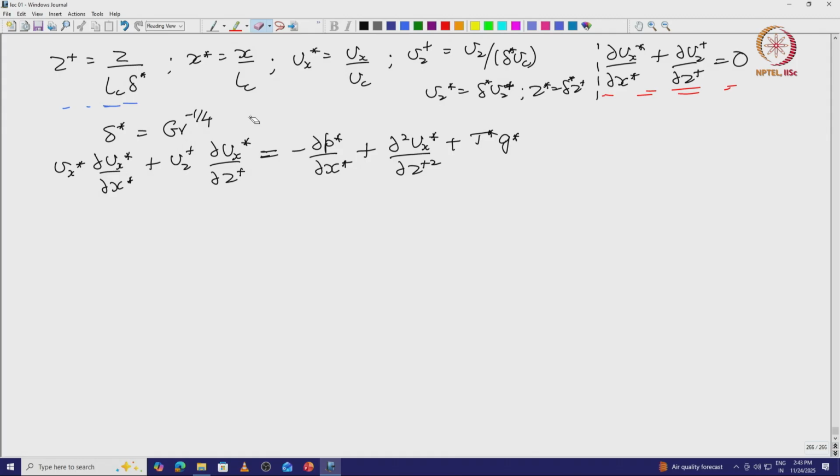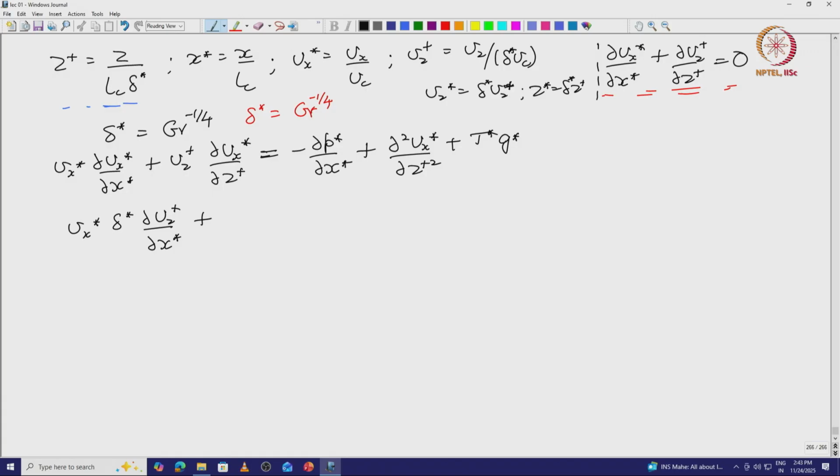Along with delta star equal to Grashof number power minus 1 by 4. So, those are the two equations. The z momentum conservation equation: V x star into delta star partial V z plus by partial x star.